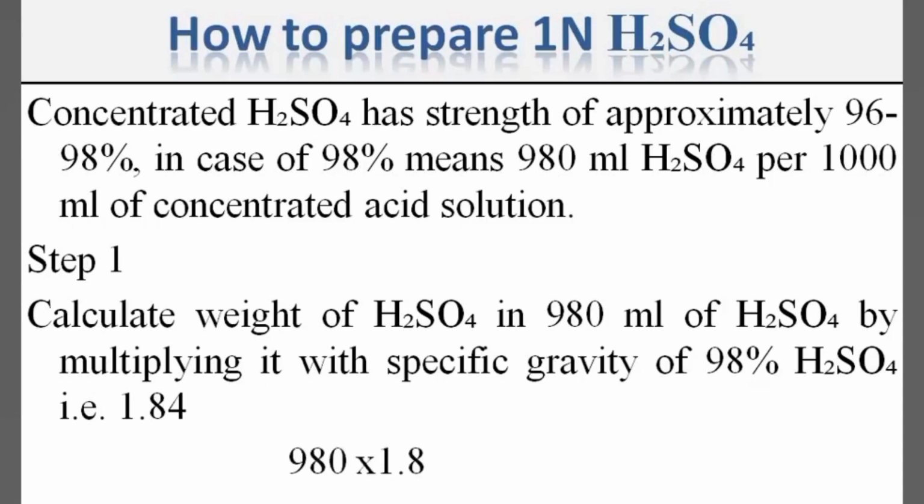Here we go with the calculation and we get the value of 1803.2 grams. It means 980 ml of H2SO4 which is present in 1 liter of solution is equal to 1803.2 grams. Its weight is more compared to its volume because it is heavy in nature. It has more specific gravity.